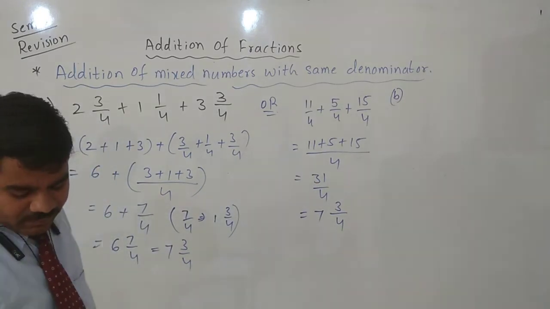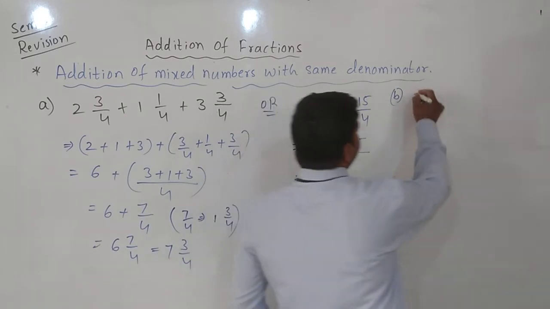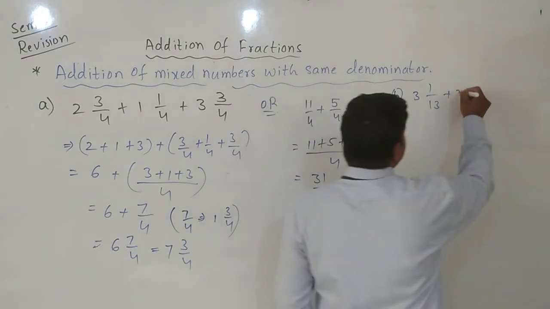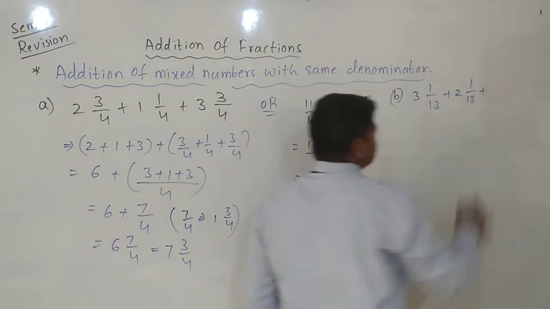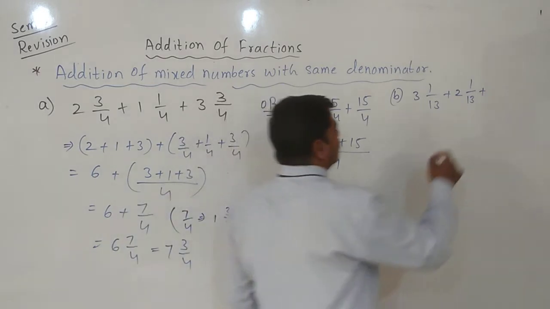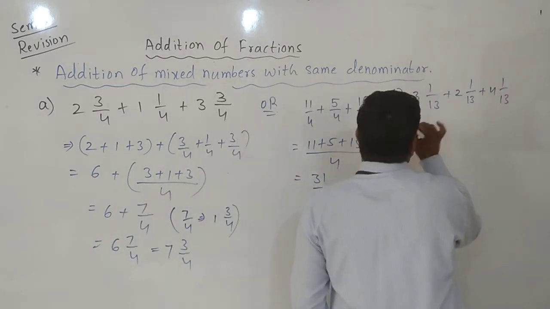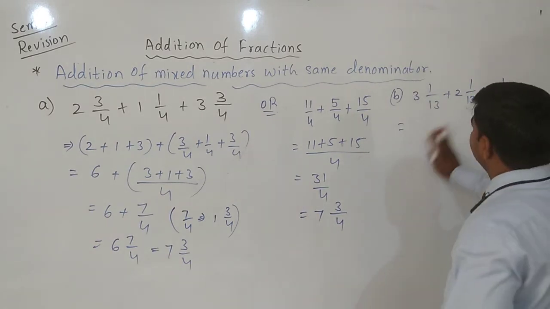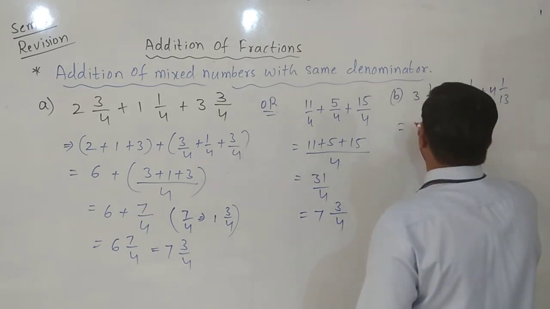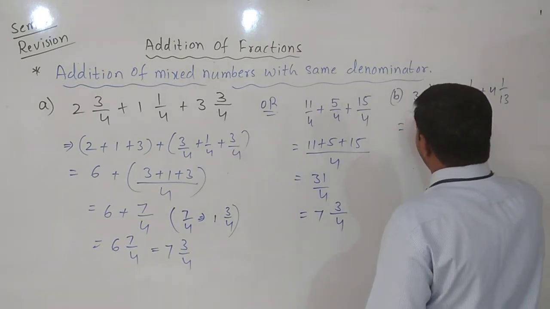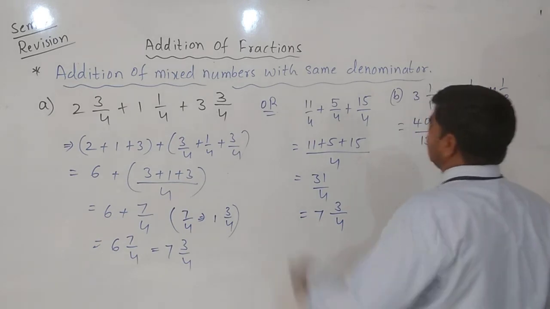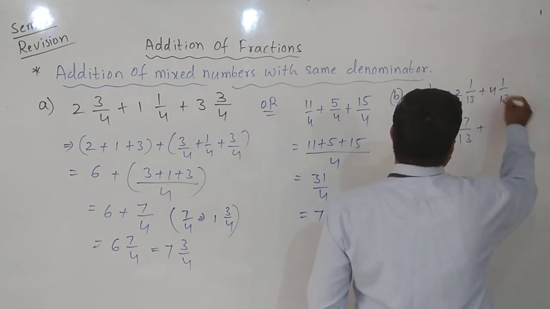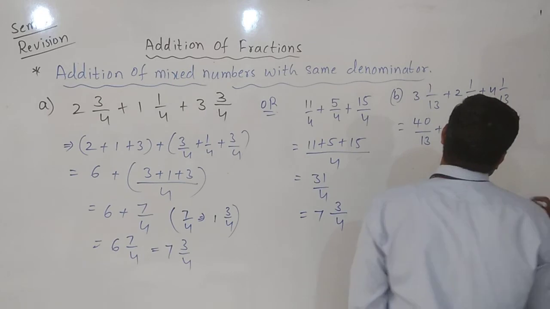Here, 3 integer 1 by 13 plus 2 integer 1 by 13 plus one more fraction, 4 integer 1 by 13. Here we can add 3 plus 2 plus 4, it is 9. 9 integer, then the fraction sum. Now 3 thirteens are 39 plus 1, 40 by 13. Converting into improper fractions in the second method: 13 twos are 26 plus 1, 27 by 13. 13 fours are 52.